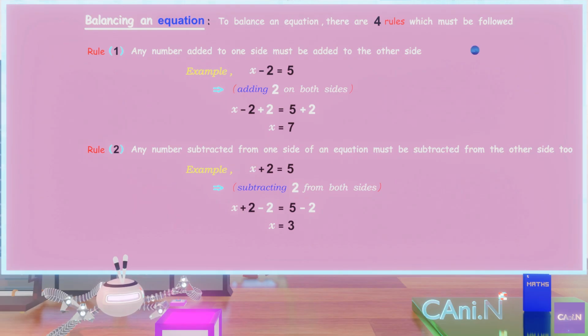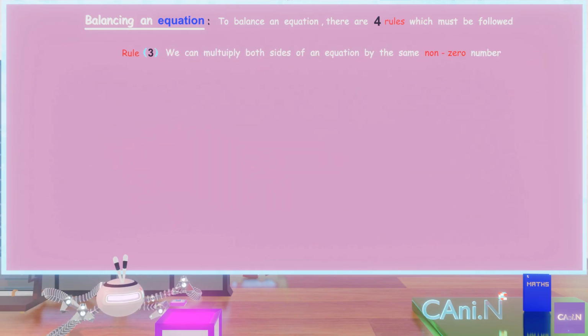Therefore, x equals 3. Rule 3, we can multiply both sides of an equation by the same non-zero number. Example, x by 2 equals 4. Now, if we multiply both sides by 2, we can easily isolate x and find its value. So, x by 2 into 2 equals 4 into 2.